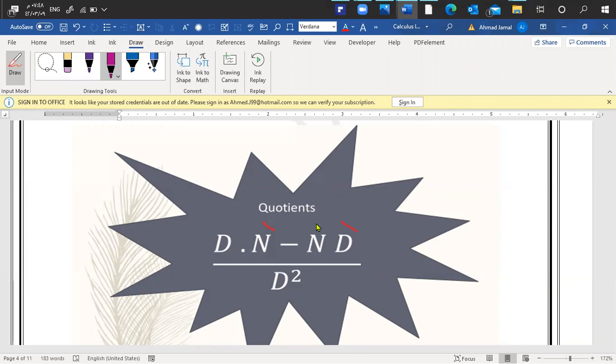For the first idea, if we have a divide, I have the rule: denominator squared, denominator multiplied by the derivative of the numerator, minus, because I have a divide, numerator multiplied by the derivative of the denominator. How can I use this rule?